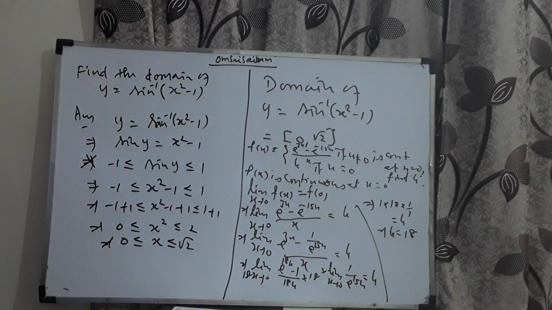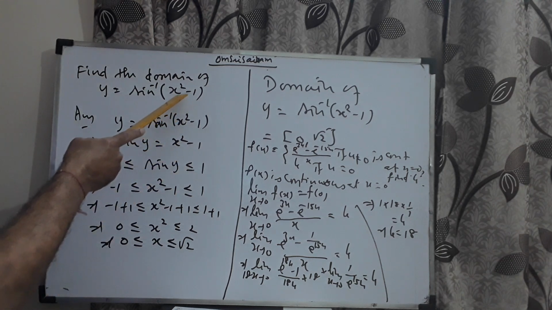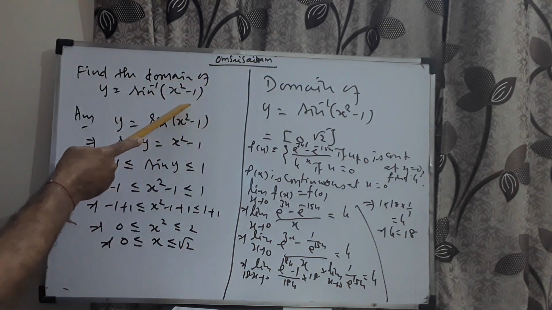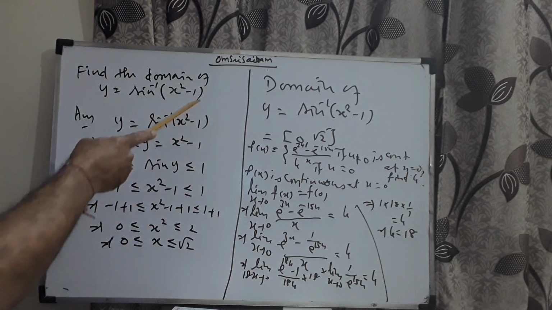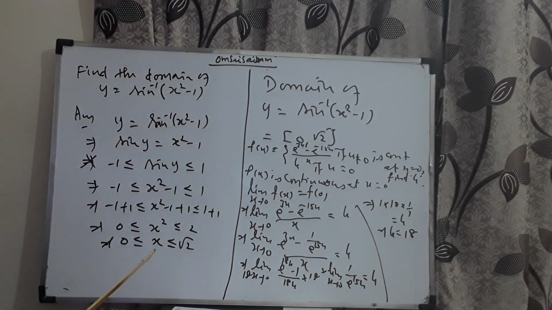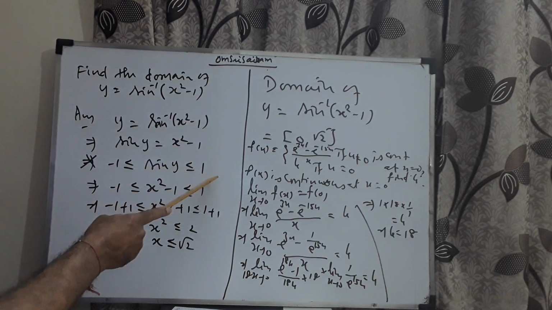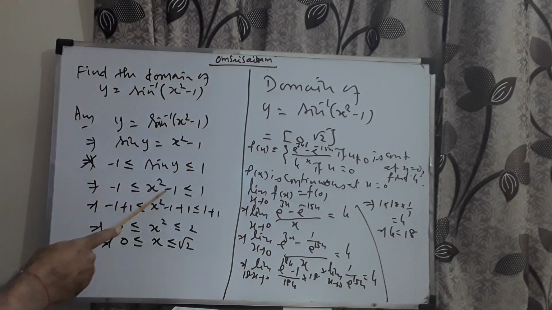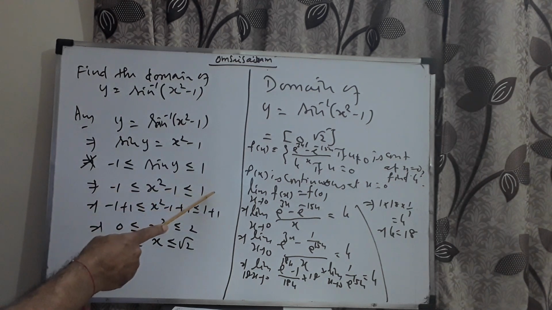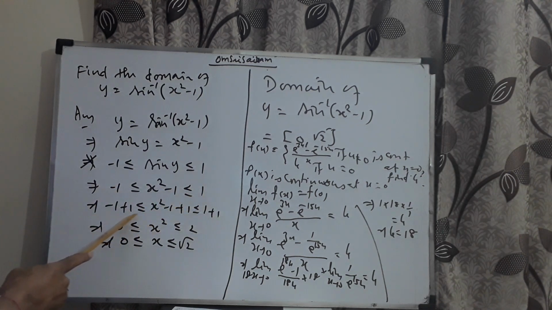Let us say, I'll explain one more question here itself. Instead of x square minus 1, it is given to be, let us say, x square minus 2. Listen carefully. Then sin y will be x square minus 2. Minus 1 less than or equal to sin y less than or equal to 1. Minus 1 less than or equal to x square minus 2 less than or equal to 1. Adding 2 throughout, I'll get 1 less than or equal to x square less than or equal to 3. Therefore, 1 less than or equal to x less than or equal to root 3.